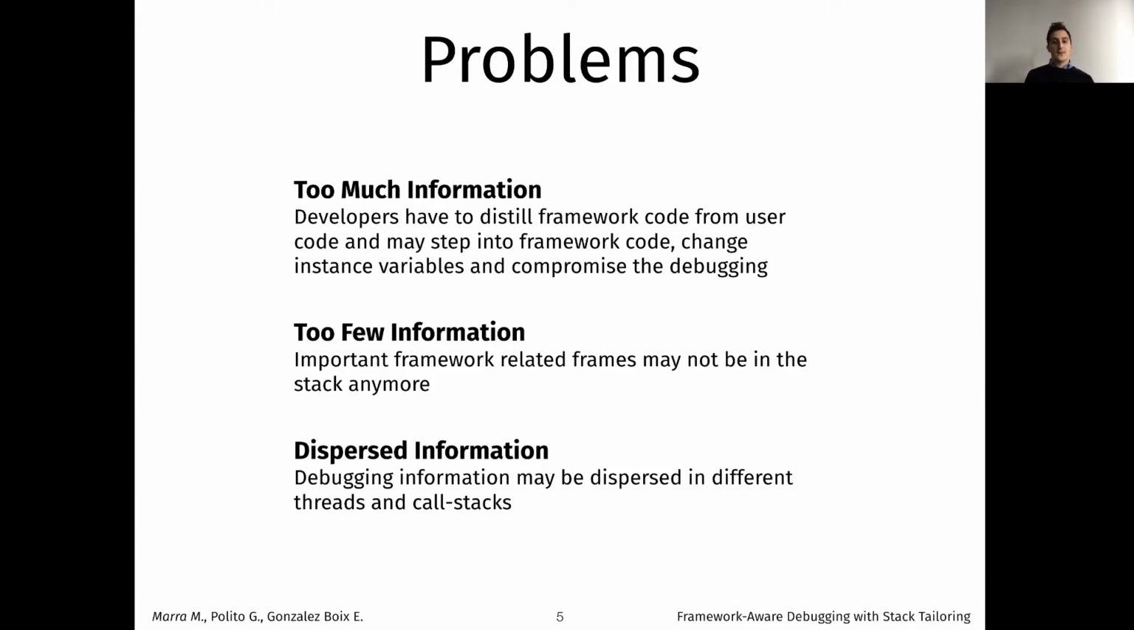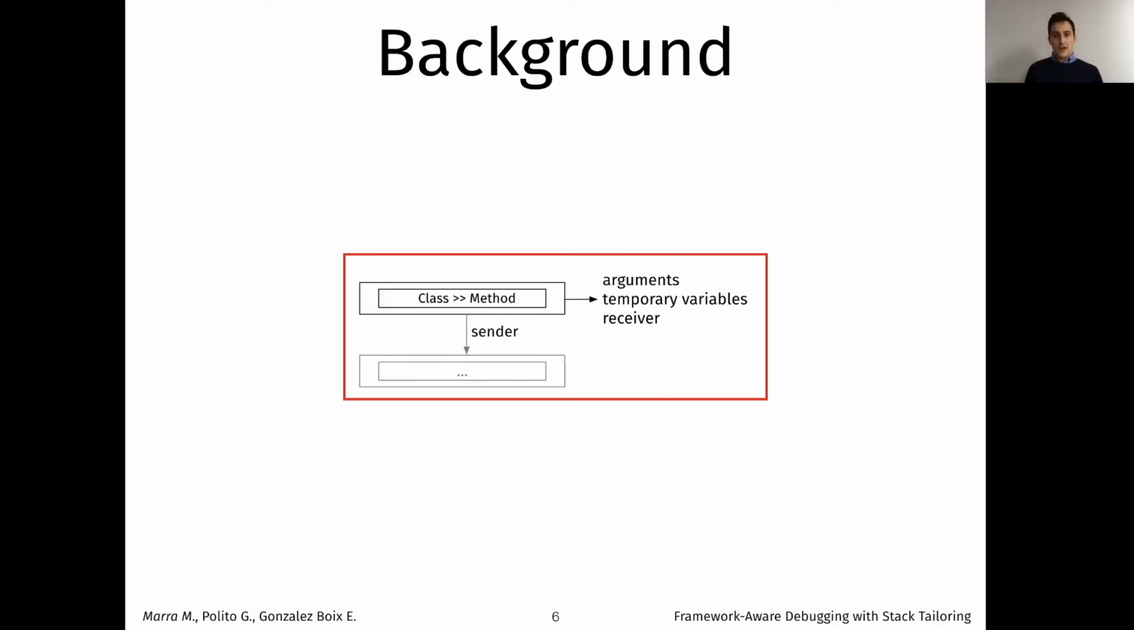Finally, sometimes debuggers show dispersed information, meaning that debugging information sometimes may be dispersed in different debuggers or stack traces, and debuggers do not show a unified view of such information, and developers need to go look themselves in different places for it.